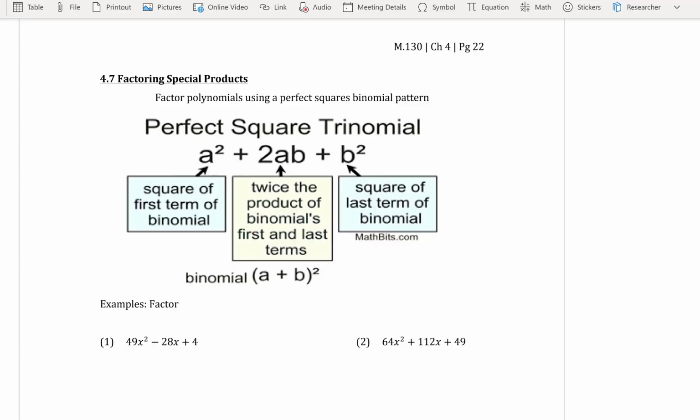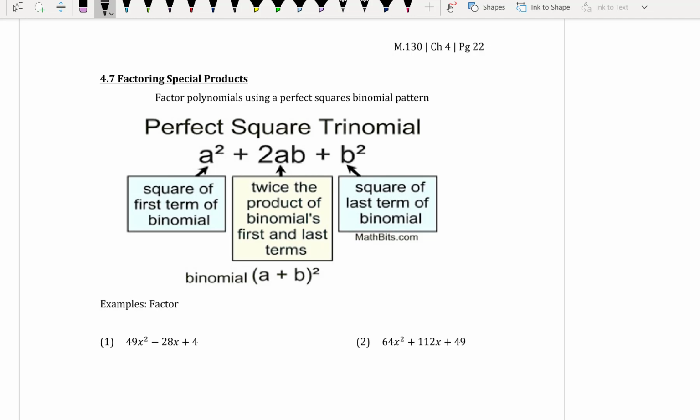Hello, Math 130 students. We are going to pick up on page 22, which is section 4.7, factoring special products. Sometimes when we're factoring, we can see a certain pattern. For this specific pattern, called the perfect square trinomial, the first term is a perfect square, the last term is a perfect square, and the middle term is twice the first times the last, okay?